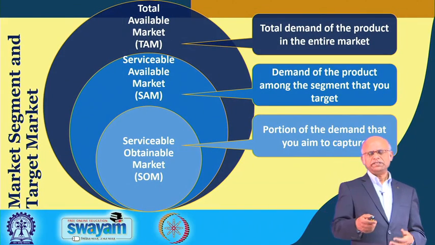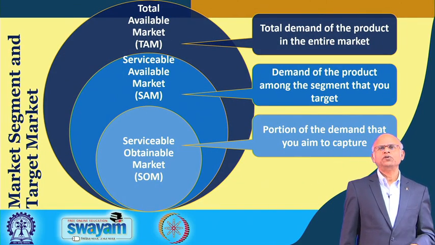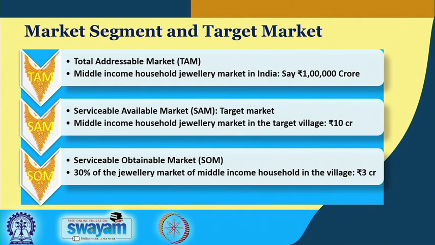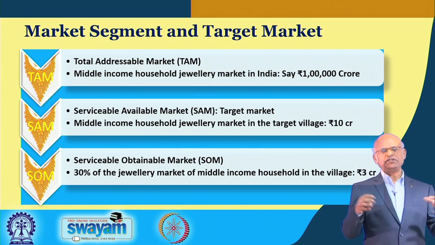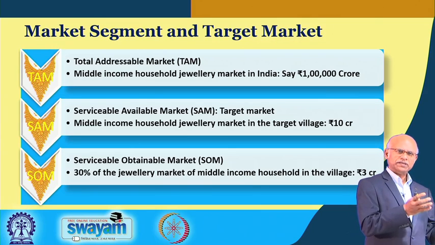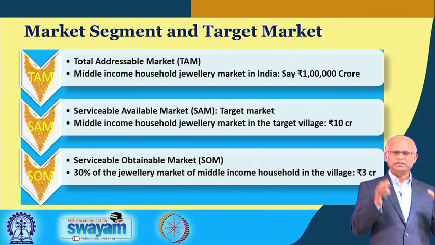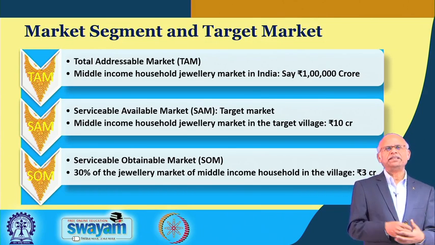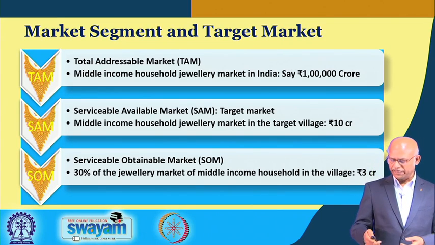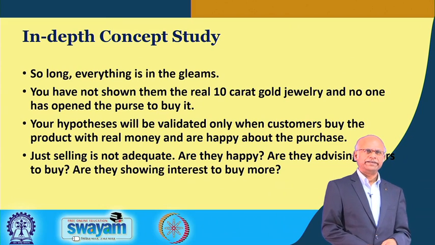So, if you do not remember, this is how the TAM, SAM and SOM look. And now, let us put some data on that. Suppose in the entire country there is a market of 1 lakh crore rupees, and the serviceable available market, which is your target market, is about 10 crore. Now, suppose you want to capture 30% of the geographical area where your segment is lying, the segment in the geographical area that you would like to cater to, and you want to target 30% of that market. So, you are targeting about 3 crore rupees worth of market.